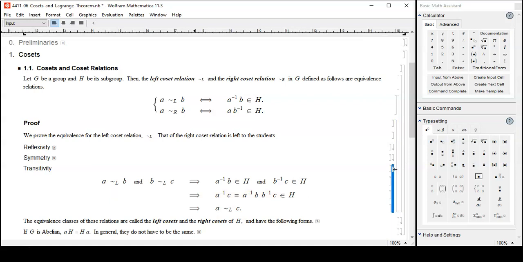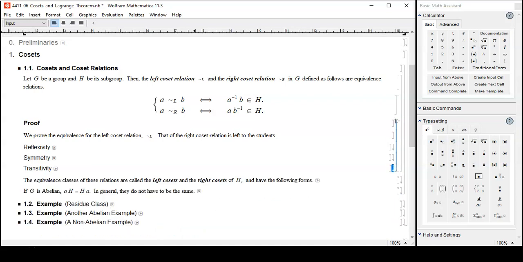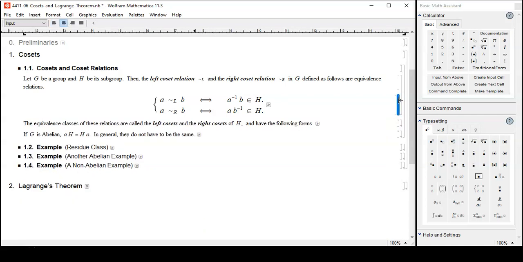So that's the proof for the left coset relation, and the right coset relation will be left to the students. So we'll assume that we proved everything. Both the left coset relation and the right coset relation are equivalence relations. Consequently, we can consider equivalence classes, which we are going to call the left coset and right coset.